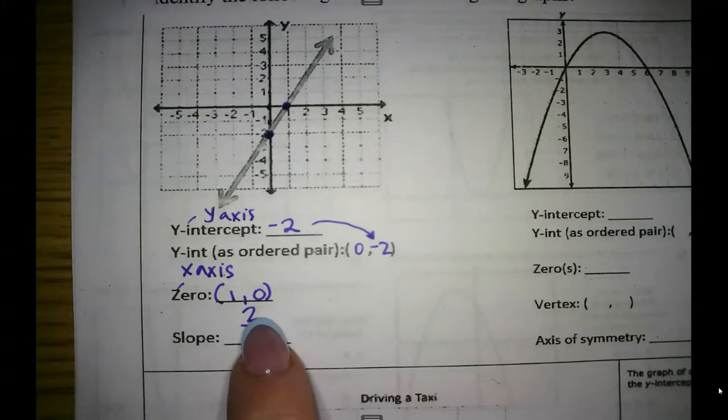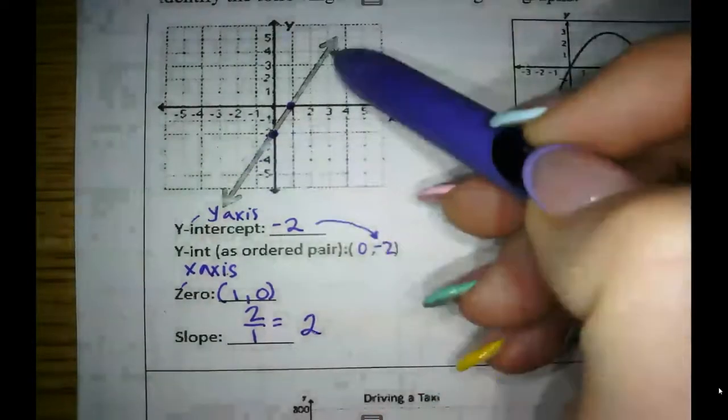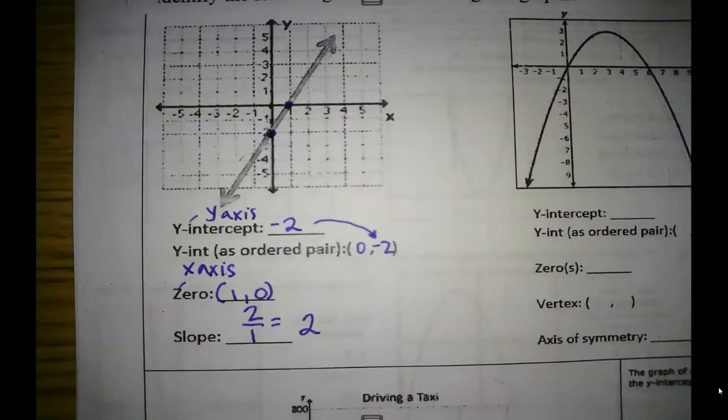And so we put how many we went up on top and then how many we went over on the bottom. 2 divided by 1 is 2. This is facing this way, so it's a +2. So slope is +2.